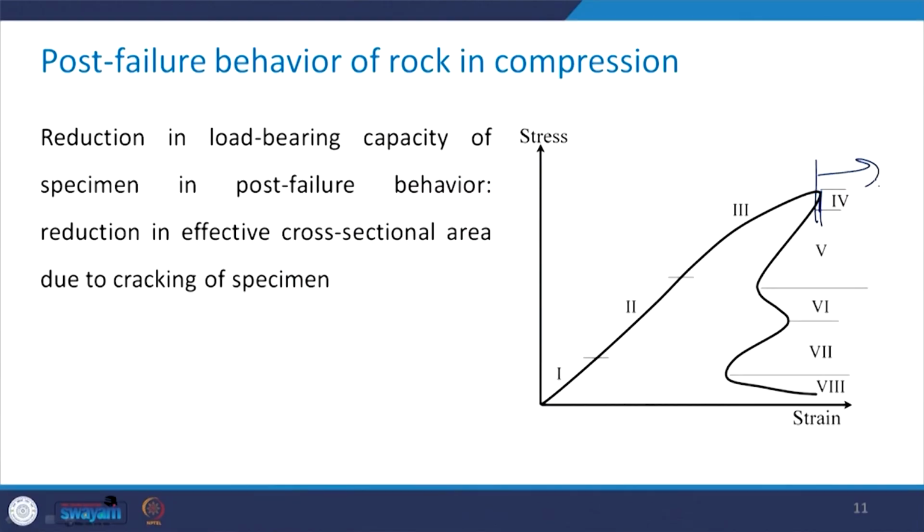Now, the reduction in the load bearing capacity of the specimen in this post failure behavior, that is beyond this, is because of the reduction in the effective cross sectional area due to cracking of the specimen. When the reduction in the cross sectional area of the specimen takes place, you will have that specimen with lesser strength characteristic. So, it is all because of the reduction in effective cross sectional area.